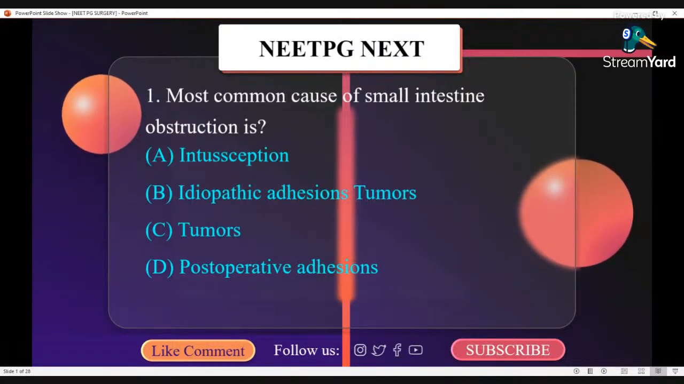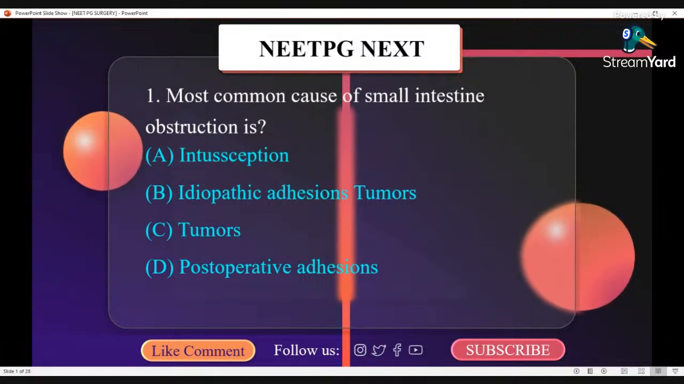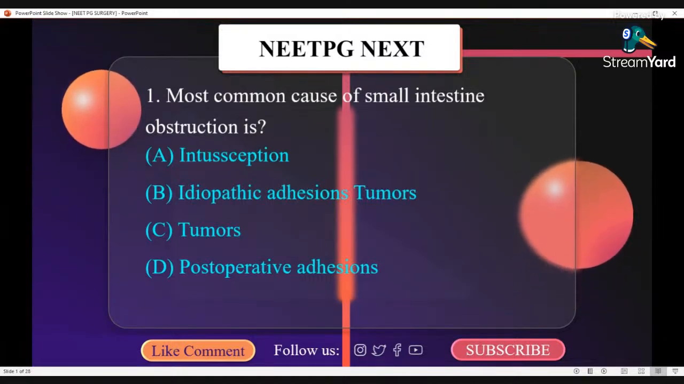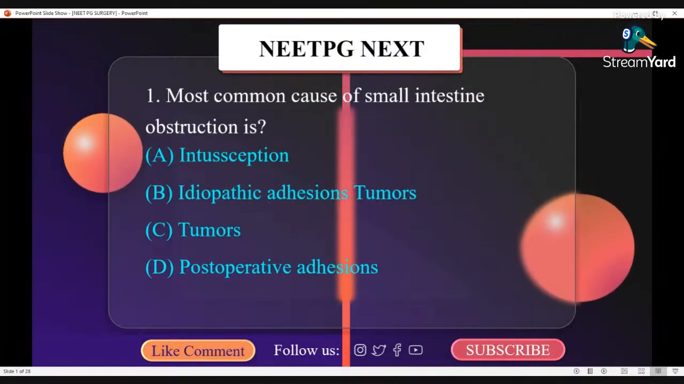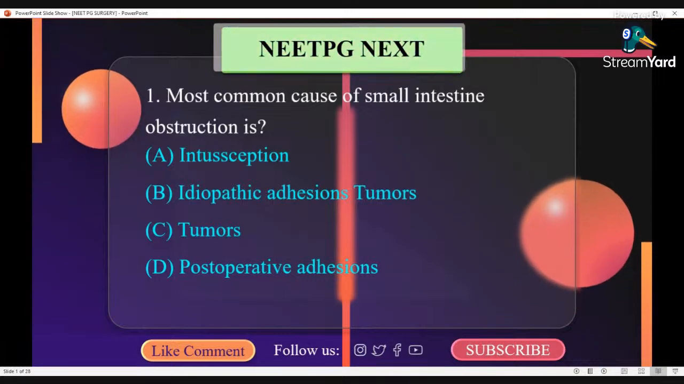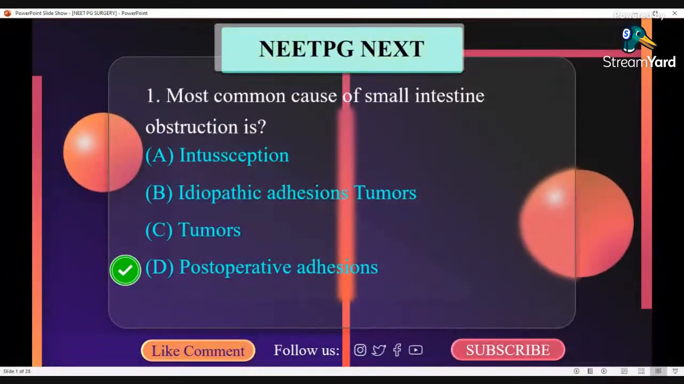So if the question had been for children, you will mark it as intussusception. But for adults, it is postoperative adhesions. So the most common cause of intestinal obstruction is postoperative adhesions. So the correct answer here is postoperative adhesions.